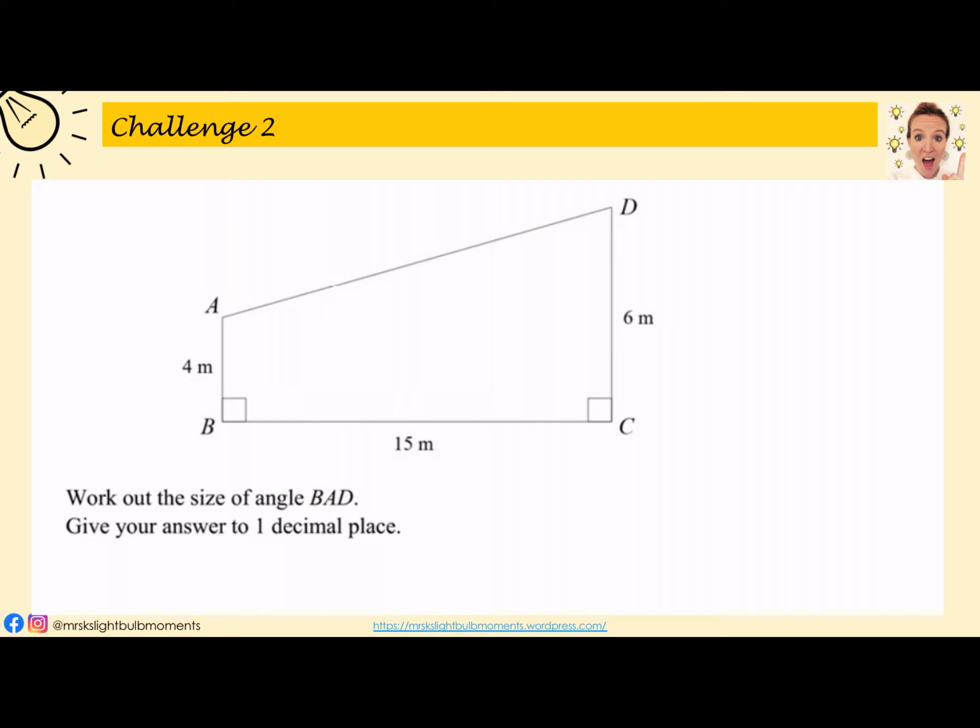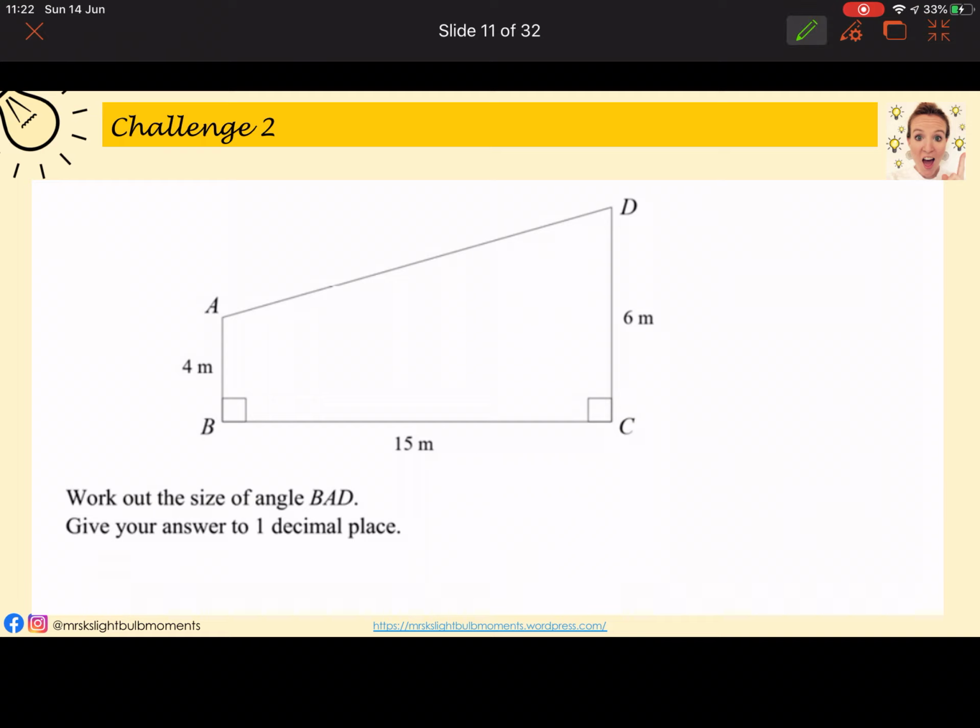Alright, so we've got a trapezium here. We want to find the size of angle BAD. Always just draw on exactly where that angle is. So angle BAD, we go from B to A to D, and we have gone through that angle there. So that's what we're trying to find.